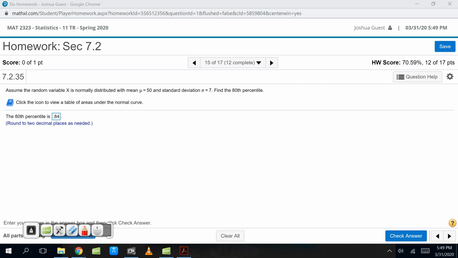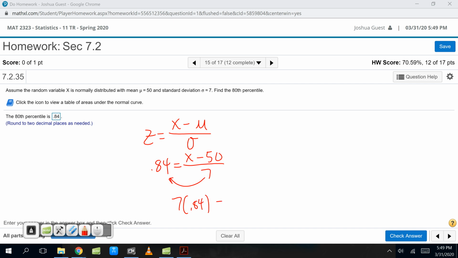So then I should have done the whole z equals x minus mu over sigma. So now I know 0.84 equals x minus 50 over 7, right? So if I move the 7 over here, I multiply it. 7 times 0.84 equals x minus 50. And this is getting to the formula they showed us just then. I did the z-score, and it wanted the x value, all right? So 7 times 0.84, not 7.84, but 7 times that, plus 50 equals x, right?